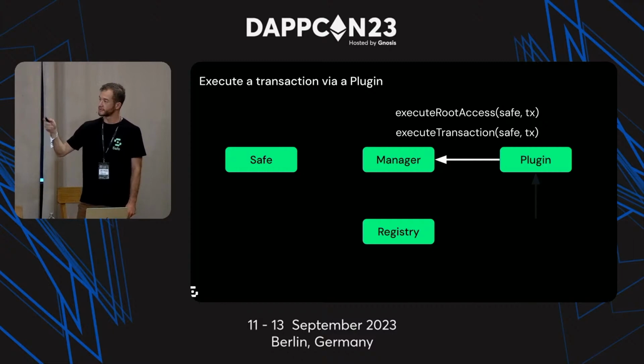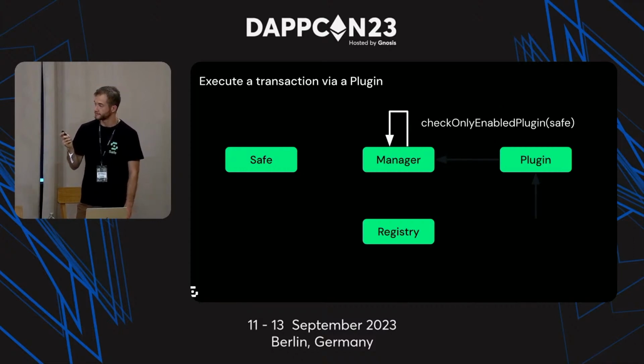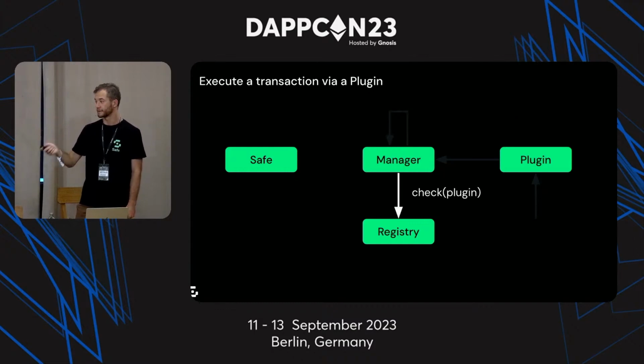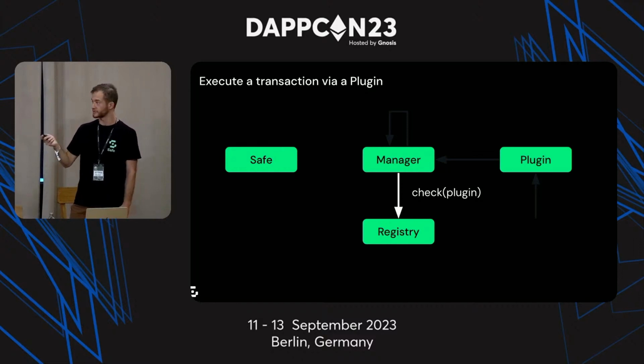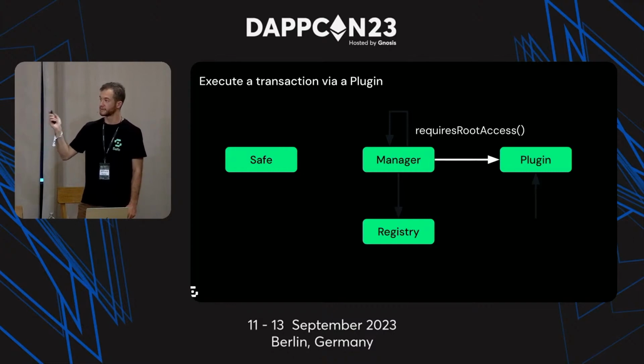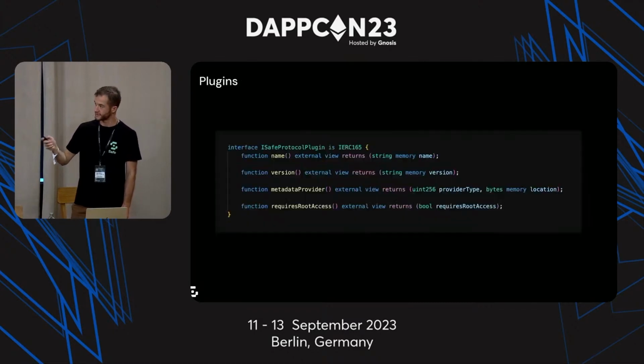The manager, once it receives the transaction and the safe the plugin wants to call, will check if the plugin is enabled in that safe. It will ask the registry if the plugin is added and also not flagged, so it's usable. It will check if the plugin requires root access or not, and compare that with the information that was stored in the manager before, to make sure that the function that was called is okay and makes sense. And if everything is correct, then the manager will tell the safe to execute the transaction that was initiated in the plugin. Is it clear, or do you have any question so far? Yes? Great.